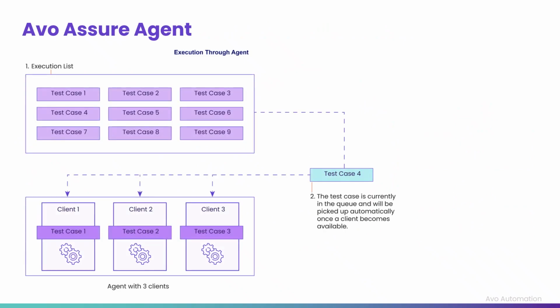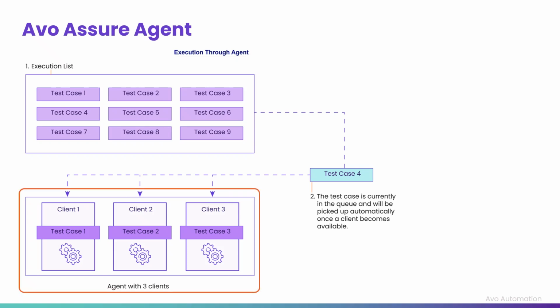Let us begin with exploring the usage of agents for parallel and distributed execution in Avo Assure. So what is an Avo Assure agent? It is a collection of multiple Avo Assure clients that acts as a bridge between the system and clients, which helps in parallel and distributed execution.